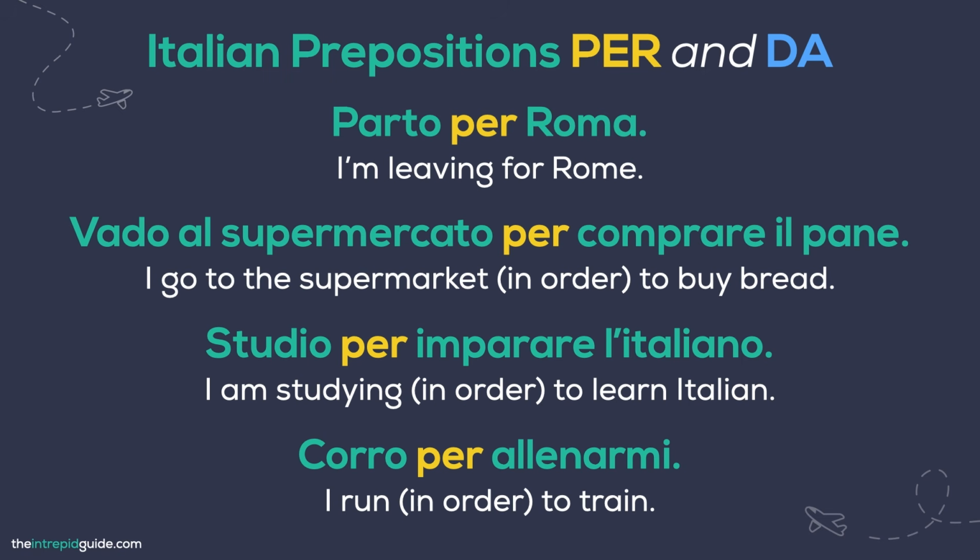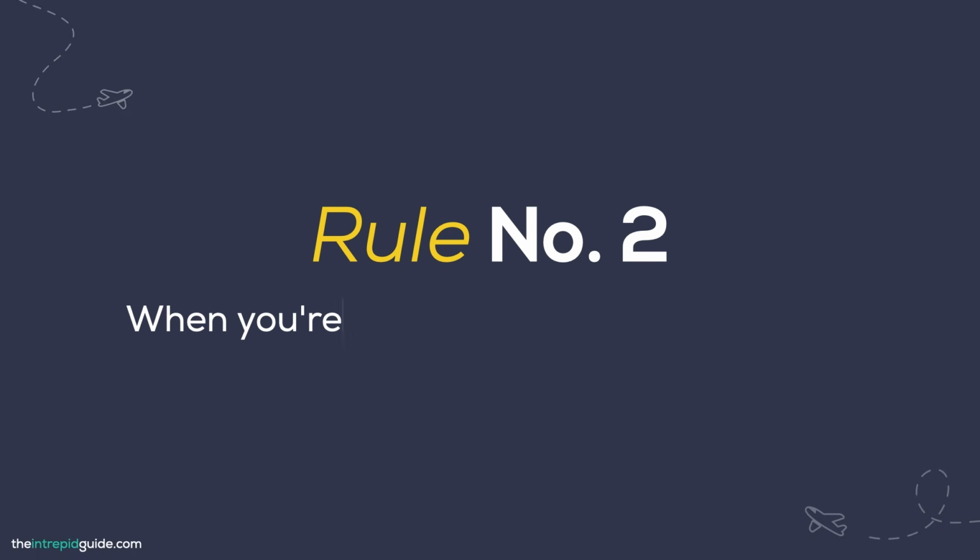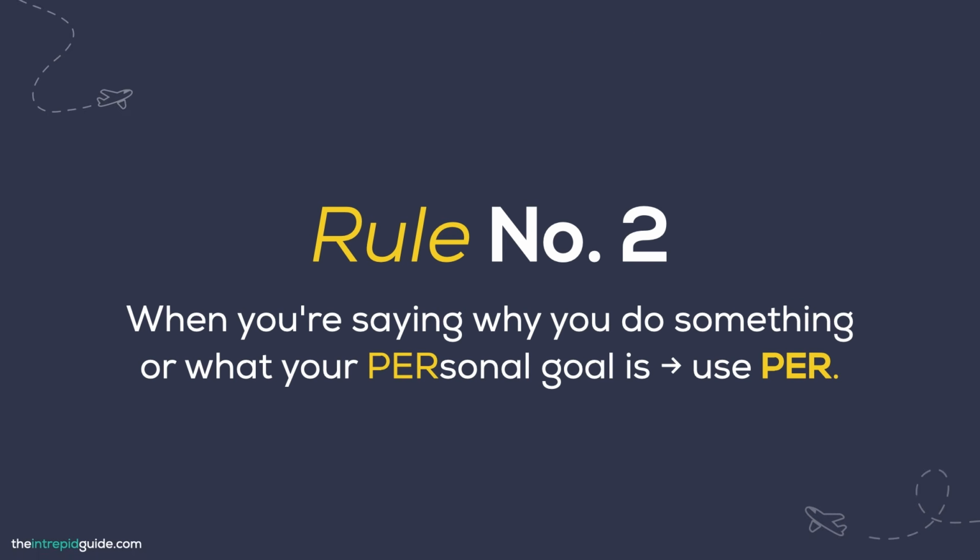In these examples, there's a reason behind the action. You go to the supermarket because you need bread. You study because you want to learn Italian for work. You run because you want to train your body. There's always a personal reason. So rule number 2 is, when you're saying why you do something or what your goal is, use per.